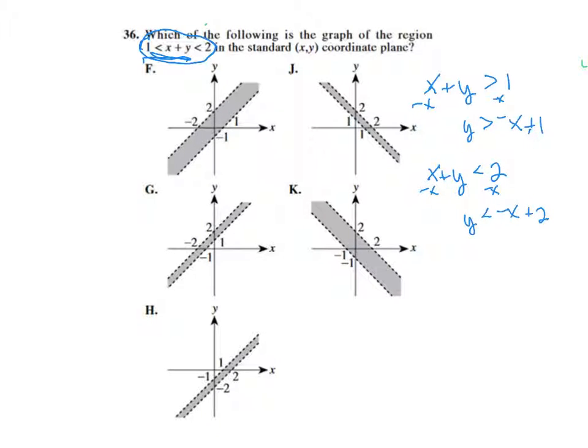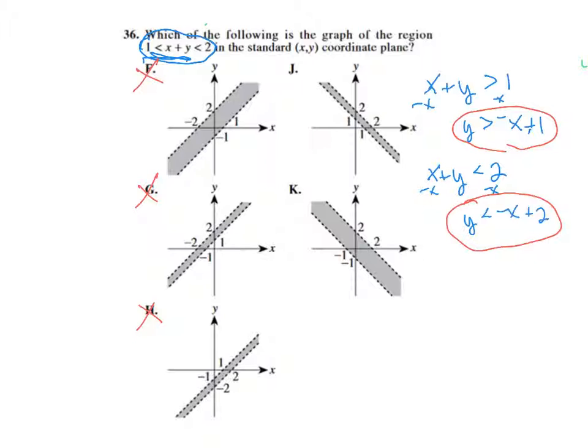These are my boundary lines here. Both of these are going to be dashed lines because it's greater than and less than, and not greater than or equal to. Less than or equal to would be solid. But since these are just greater than and less than, it would be a dashed line. Both of those lines have negative slopes, so I can rule out F, G, and H right away because all of those choices have positive slopes. So only J and K are remaining.